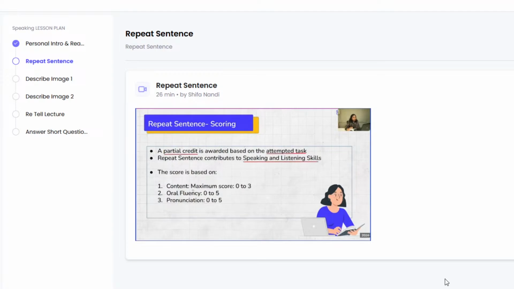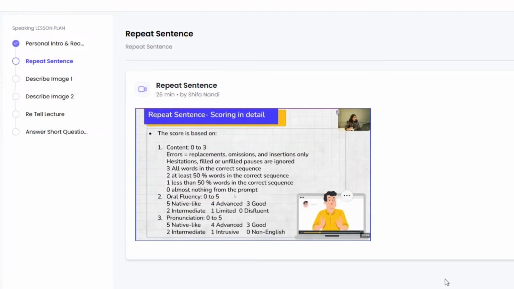Why listening? Because you need to listen to the audio and then repeat the sentence. So obviously it contributes to these two skills. Where the score is based on content, oral fluency, and pronunciation. The maximum score for the content is 3 and the minimum being 0. Oral fluency is rated on a scale of 0 to 5, and so is the pronunciation, that is 0 to 5 for the pronunciation aspect as well. And these are the 3 traits that are being tested as far as this task is concerned.